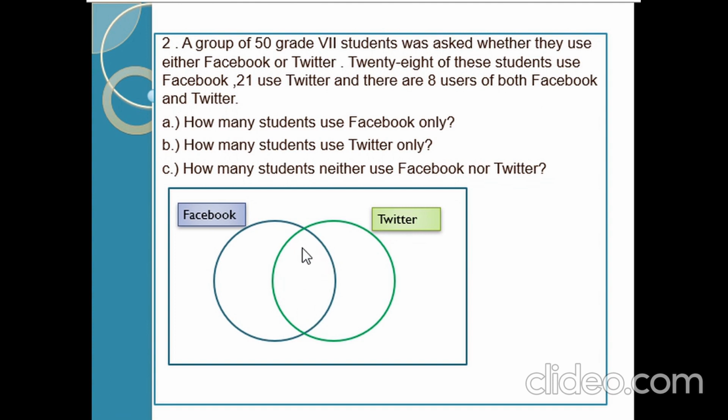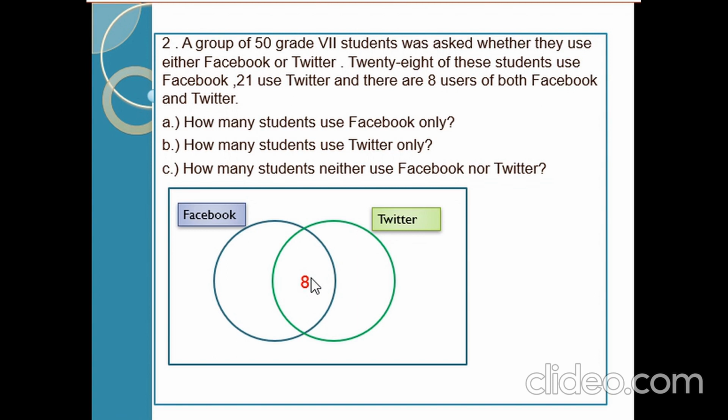The keywords are both and. So we have here 8 users of both Facebook and Twitter. So we will place 8 in the region 1, in the intersection of the two sets.